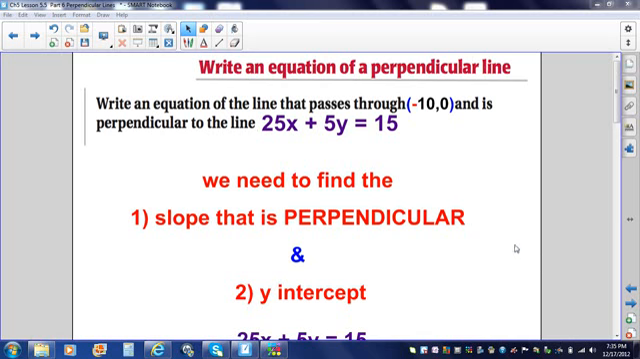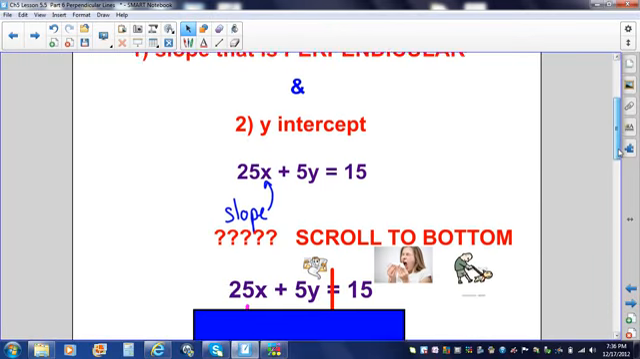Please write the equation on your paper, 25x plus 5y equals 15. Also write the ordered pair on your paper, negative 10, comma, 0. The directions want us to write an equation of a line that passes through the ordered pair negative 10, 0, and the equation of the line is going to be perpendicular, key word, to the line 25x plus 5y equals 15. Remember, number 1, we're going to need to find the slope that is perpendicular, and then number 2, we're going to need to find the y-intercept.